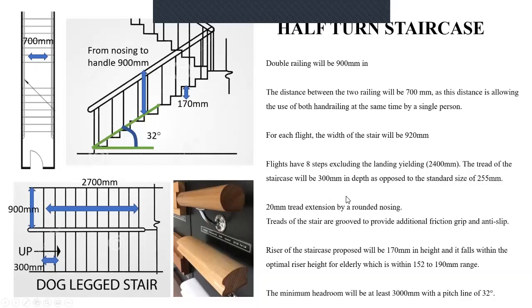The tread, as mentioned, will be 300 mm in depth as opposed to the center side of 255. And there is also a 220 mm tread extension by a rounded nosing. Treads of the staircase are grooved to provide additional friction grip and anti-slip. Riser of the staircase will be 170 mm in height, which falls within the optimal riser height for elderly, 152 to 190. The minimum headroom will be at least 3 meters in height, and the pitch line of the staircase will be 32 degrees.